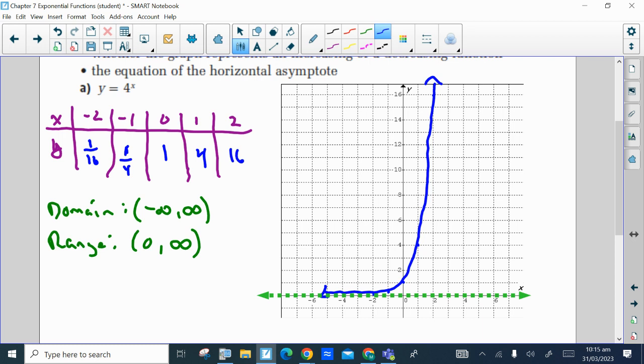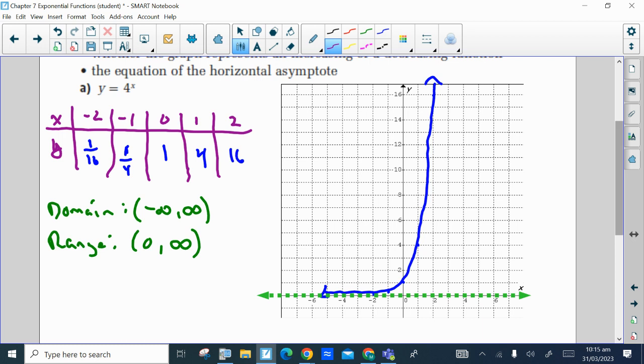So the domain of these is never going to change. It's always going to be all real numbers. Every value from negative infinity to positive infinity. But the range will change. If the graph is moved up and down, that will change the range. So if we have a d value on the end, the range will change. Okay, so we've stated the domain and the range.